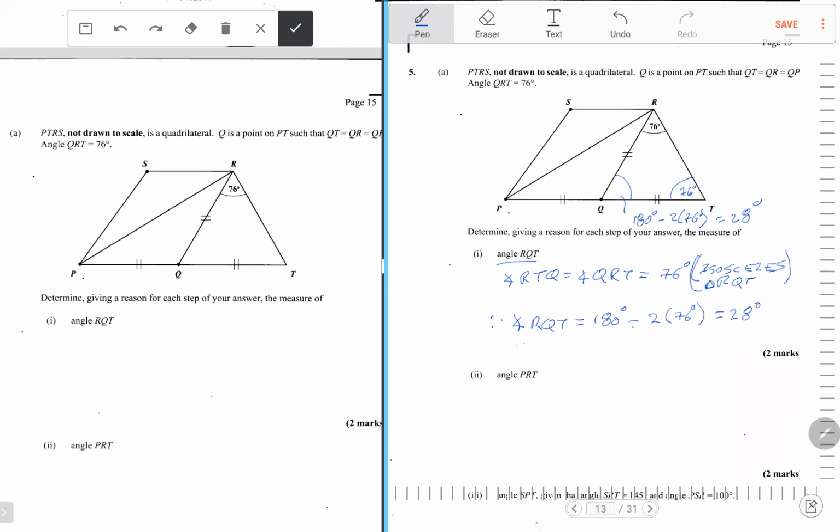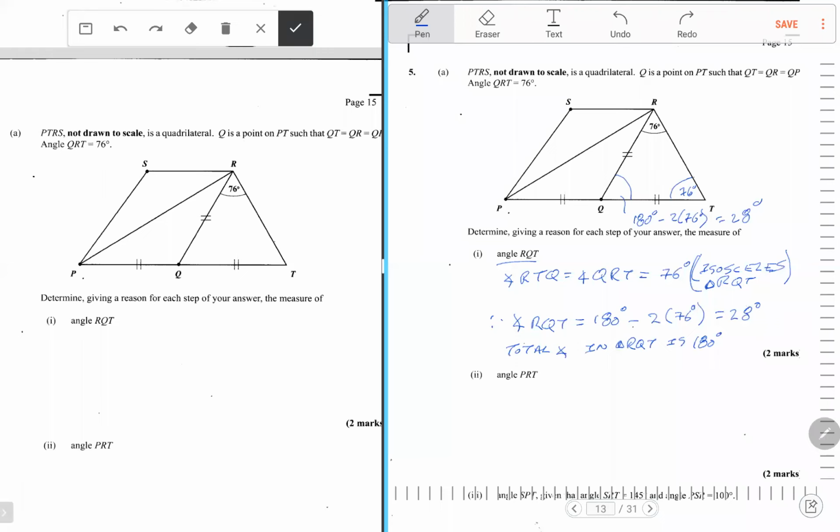And the reason for that is that total angle in triangle RQT is 180 degrees. That's the reason. So you must give the reason. So this sheet here is a "give reasons" sheet. So you're gonna give reasons with calculation. I'll give reasons in writing in words.